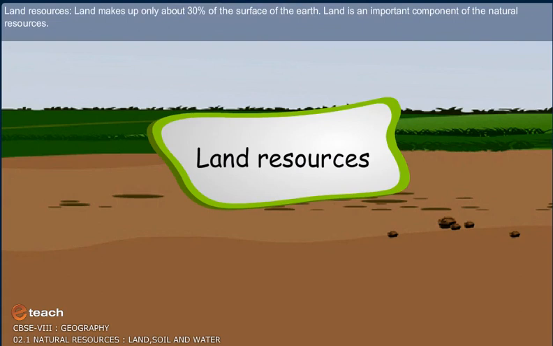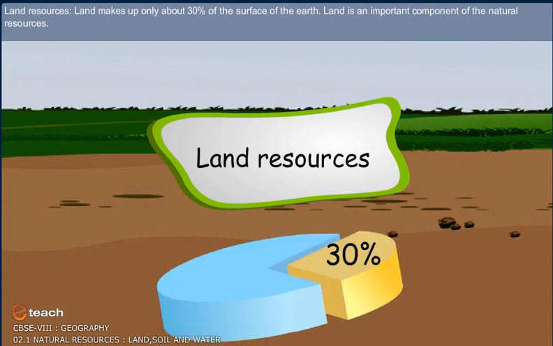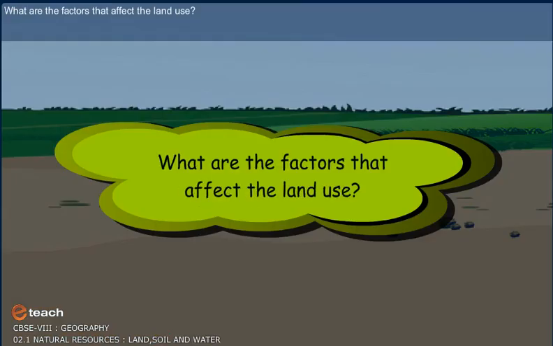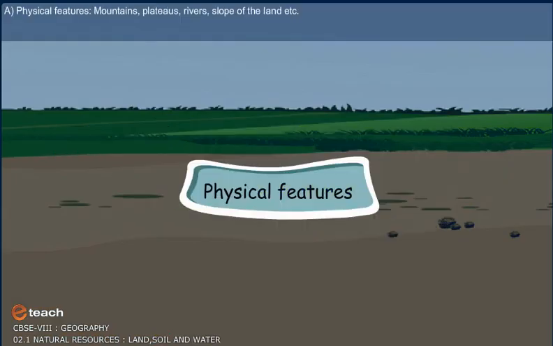Land resources. Land makes up only about 30% of the surface of the earth. Land is an important component of the natural resources. What are the factors that are affecting the land use?